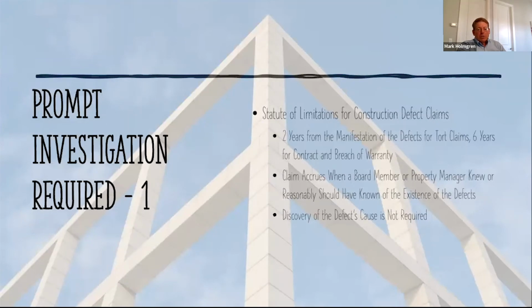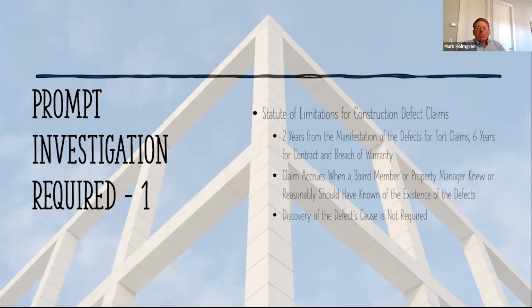There are time limits for these claims. And this is another aspect of the law in this area that's anything but clear. Basically, the time limit is 2 years from when you knew or should have known that you had been damaged to bring a tort claim. What's a tort claim? Well, negligence, breach of fiduciary duty, things like that. Those are called torts. Breach of contract claims and breach of warranty claims, that's really the meat and potatoes of construction defect claims. Those you have 6 years from when you knew or reasonably should have known of the defect.